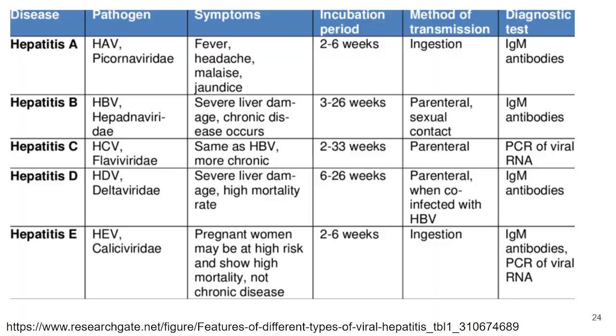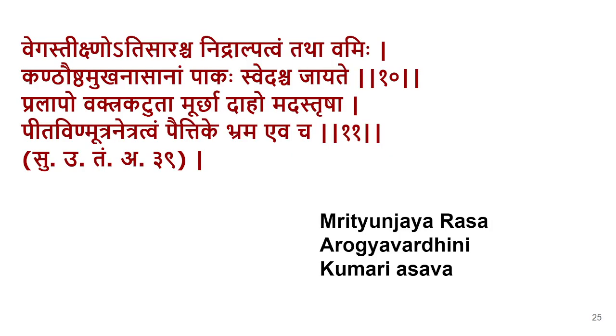We will not go into the details of these as such. Now, from the practical clinical point of view, I would consider all these viral hepatitis conditions as pitta jwara, and the clinical symptoms of pitta jwara are the same. Vegah, Tishnah, Atisarascha, Nidralpatvam, Tathavamihi, Kantau Samkanasanam Pakas, Svedashtriyate, Pralapo, Utrakata, Murcha, Daho, Madastrija, Pita Vendmutra Netrutam, Petike, Brahmayavacha.